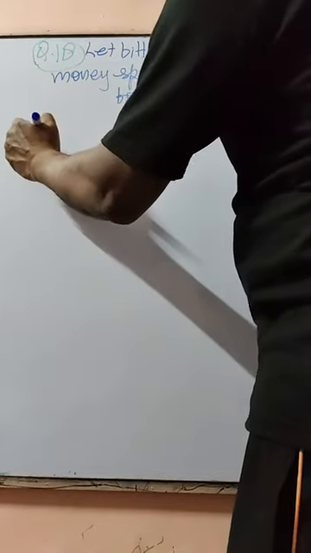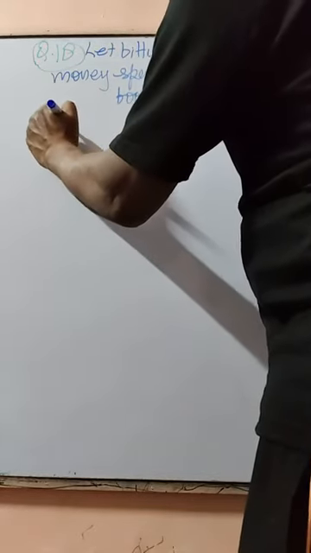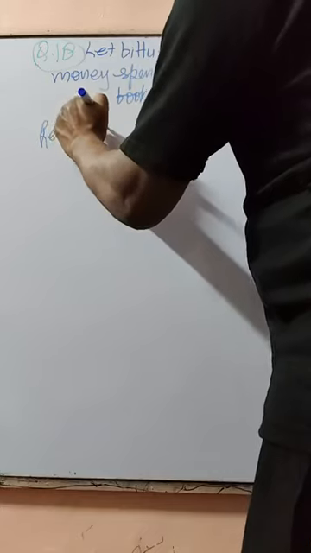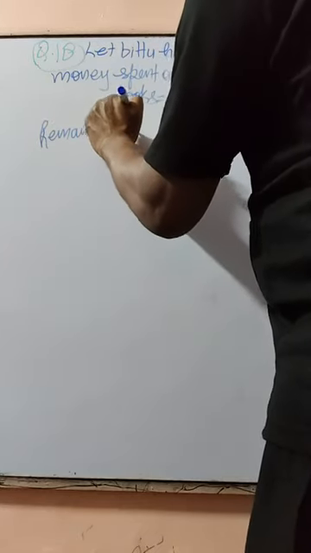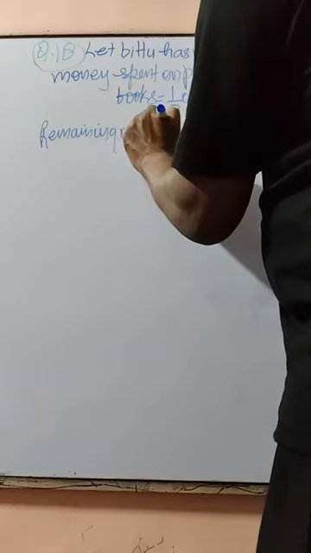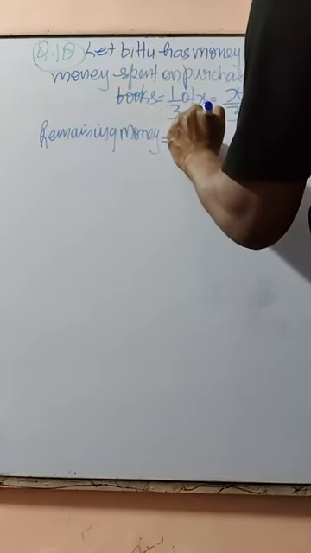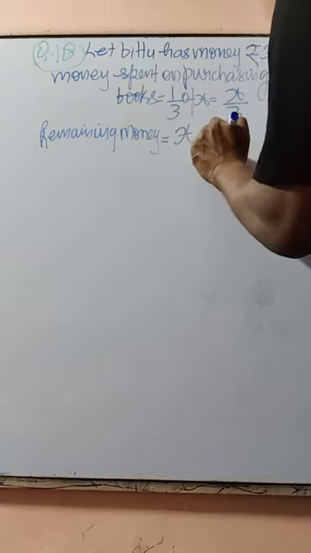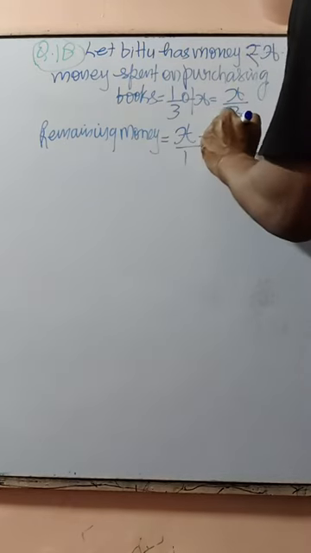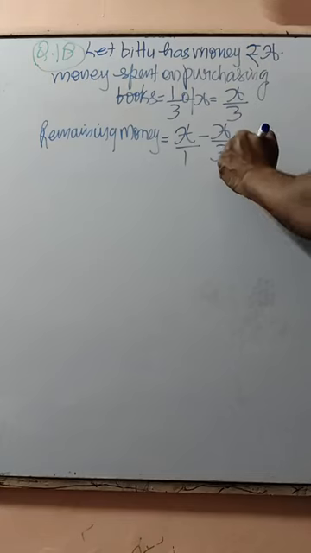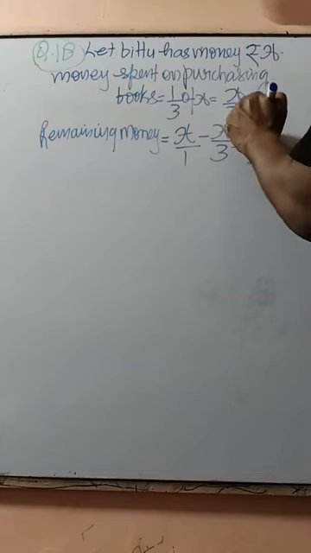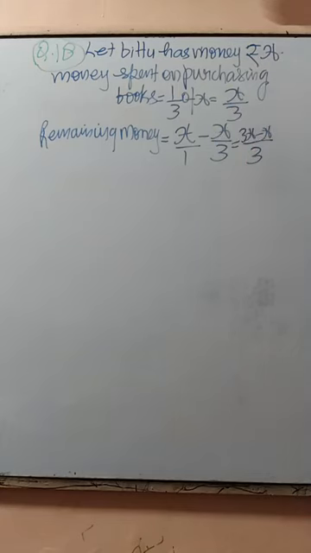Now remaining money is equal to X minus X upon 3. We take the LCM 3, so 3x minus x, so we get 2x upon 3. So remaining money is 2x upon 3.